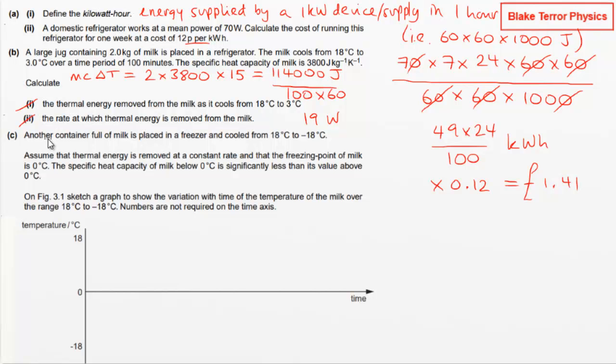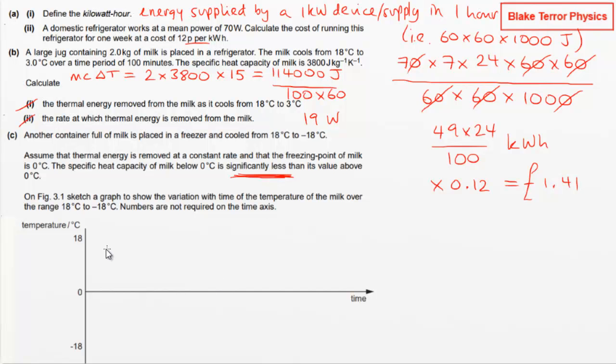So the key thing is, how steep are we going to make the gradients? They've told us that we have a significantly lower specific heat capacity once it's frozen. So if the specific heat capacity is lower, that means the temperature is going to change quicker, because there's a smaller energy difference for each step in temperature. So that's what we're going to see.